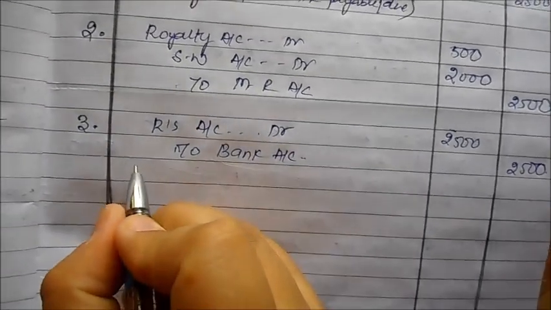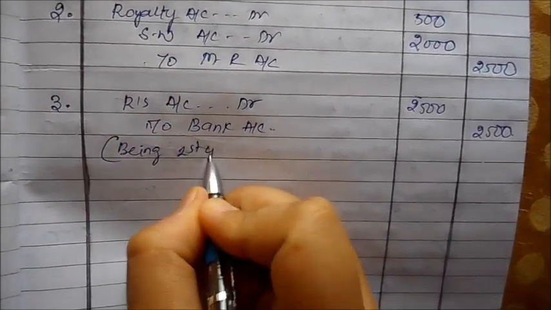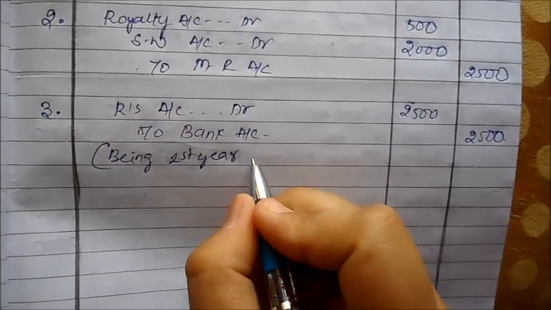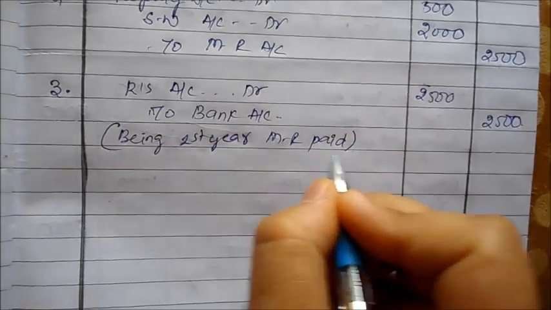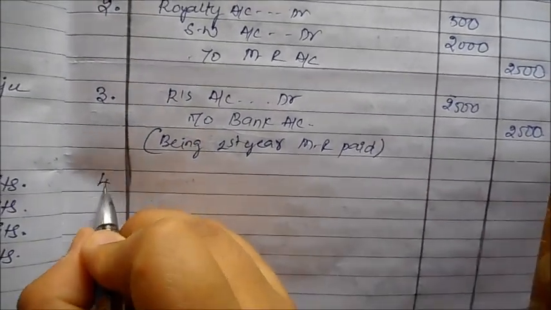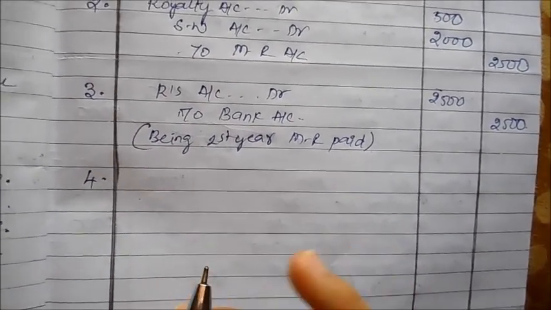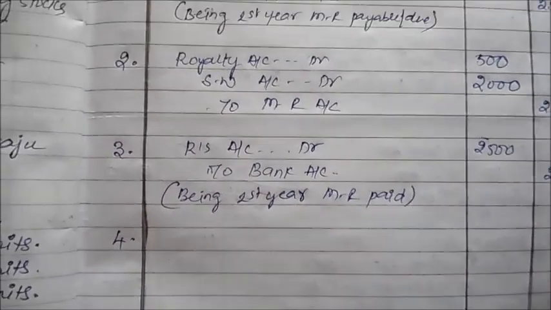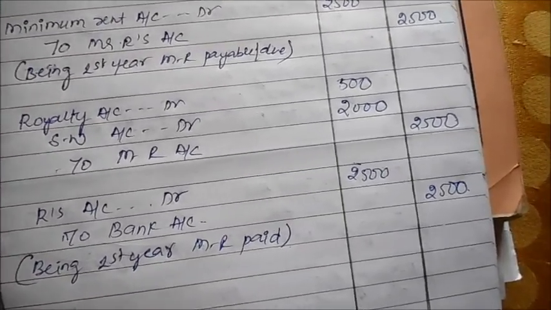Now here we will write, being first year, whatever amount of minimum rent you have to pay, that is already paid, because once you've already recorded it in the books of bank, that means payment has already happened. Now what exactly is the scenario? We cannot stop our accounts right here. There is a need for us to transfer these accounts to the profit and loss account, correct?